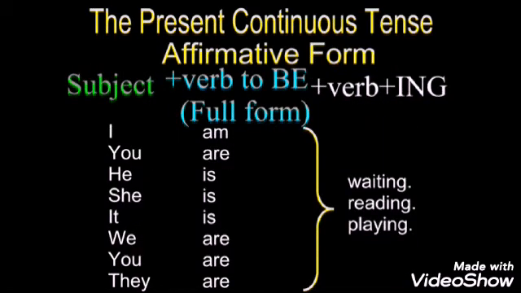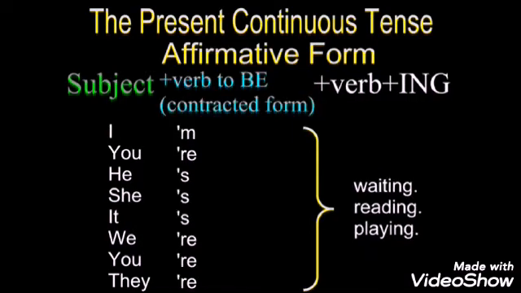The next one, so what is the affirmative form of the present continuous? We use subject plus verb to be, plus verb plus ing. The full form of verb to be, like I am, you are, he is, waiting, reading, and playing. So I say I am, you are, he is, they are, you are, we are, it is.